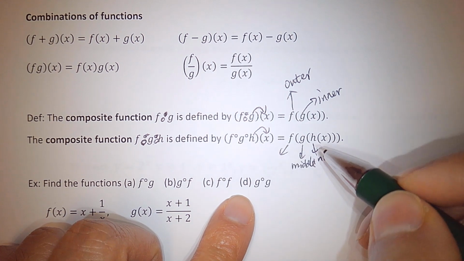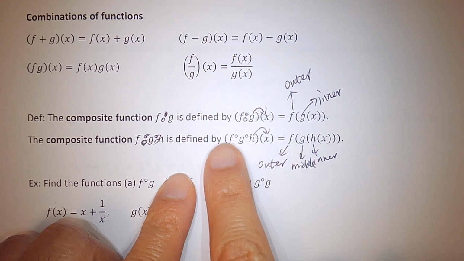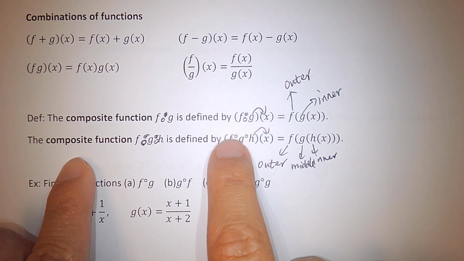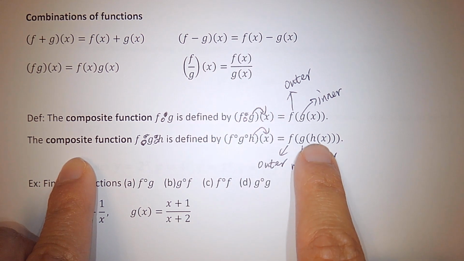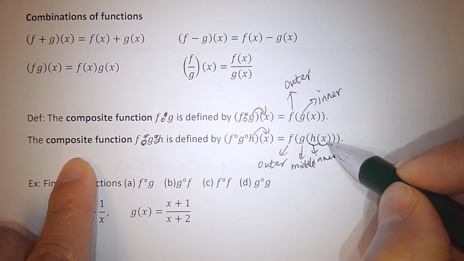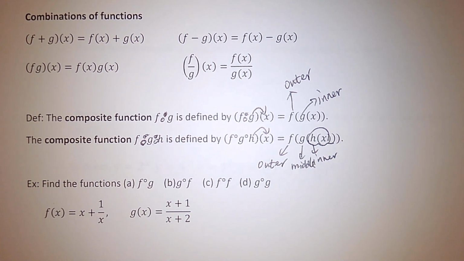And then the f is farther away. We call it the outer function, okay? So if you encounter the question to compute f composite g composite h of x, how to simplify it? You do it this way: f of g of h of x. And then we always start from the inner ones and go to the outer layers, layer by layer, okay?